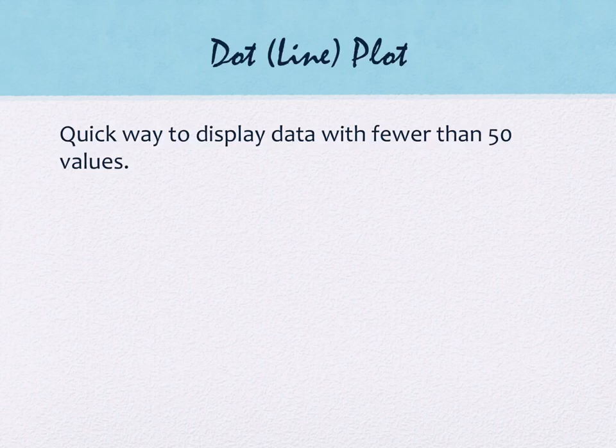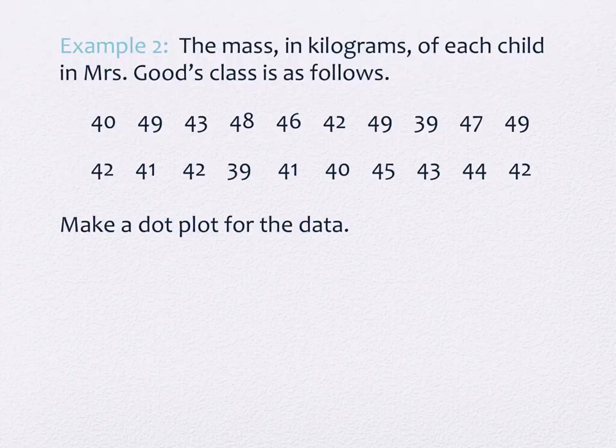So here's what this looks like. It's a quick way to display data with fewer than 50 values. So my kids usually bring it home and they've got, like 10 values or something like that. We're going to do one that's a little bit thicker than that, a few more values than that. And here's our example. This is the mass in kilograms of each child in Mrs. Good's class. So these are different weights of children, and it wants us to make a dot plot.